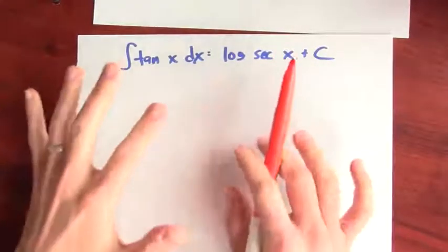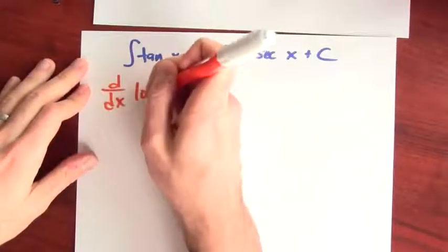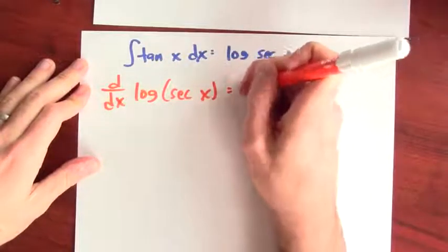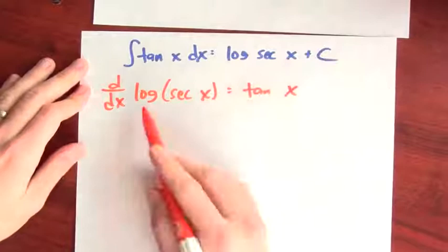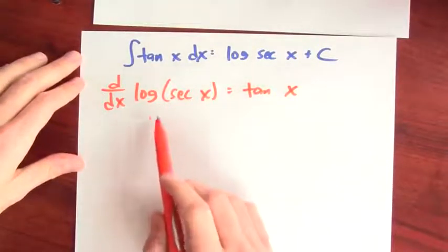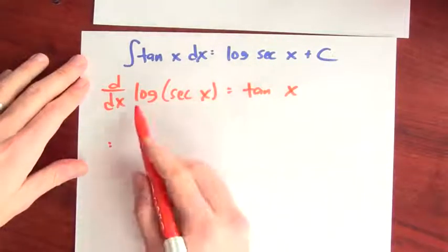Well, to verify this is true, it's enough to do a differentiation problem. I need to check that the derivative of log of secant of x is equal to tangent x. And how do I know this? Well, I have to differentiate this composition of functions, the composition of log and secant, which I'll do with the chain rule.